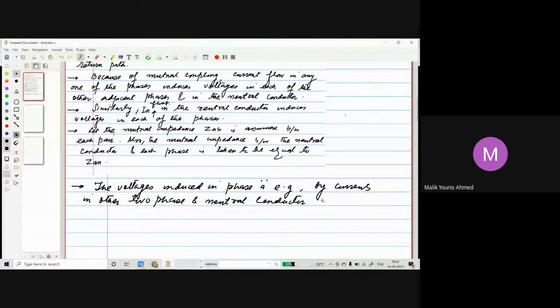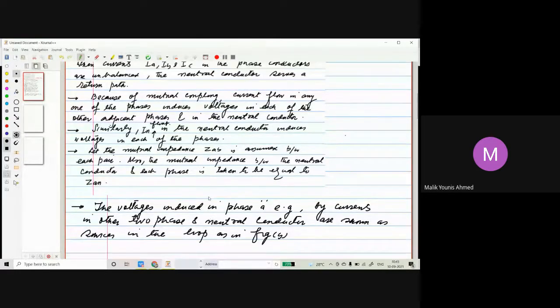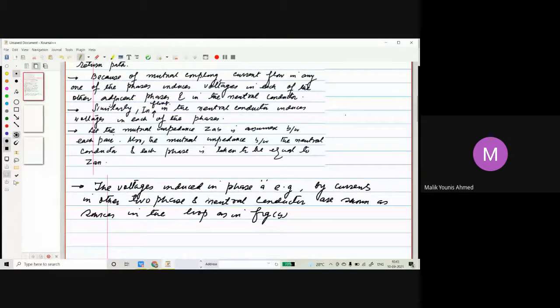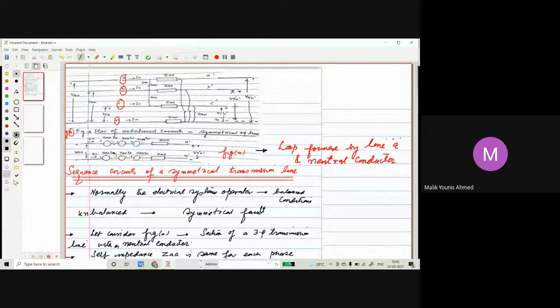Neutral conductor, they will be shown as sources. That means they will be shown as voltage sources in the loop, as in figure B. So you can have a look at this figure. Let's suppose I am considering the voltage in phase A by the currents in the other phases and the neutral, because there is a B phase, C phase, and a neutral. So currents will be flowing in those phases. So let us say I am considering this loop formed by line A and the neutral conductor.